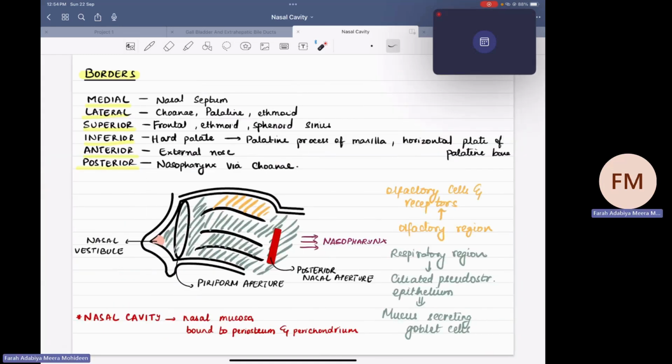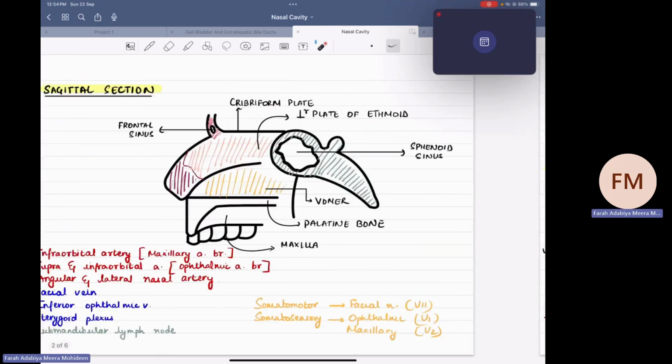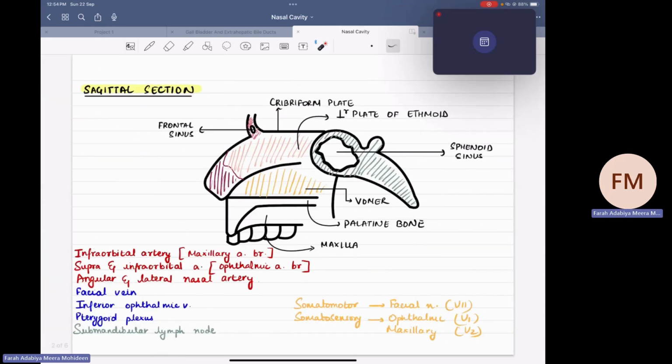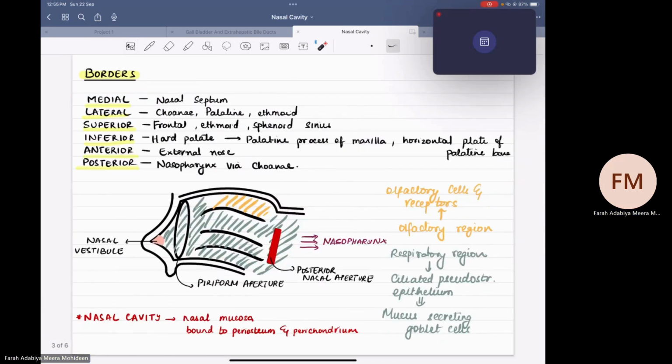Now, when you talk about your nasal cavity or any particular topography, you talk about borders. You have your medial border, which has the nasal septum, as you saw here, nasal septum that has two bony components and one cartilage component. Then you have your lateral border.